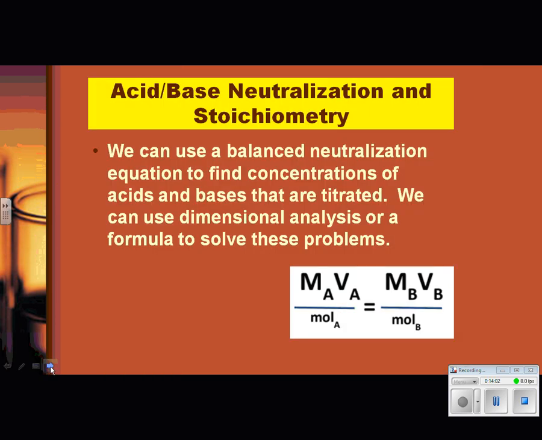All right. So acid-base neutralization and stoichiometry goes underneath your example of titrations. What it is, we can actually use a balanced neutralization equation to find concentrations of acids or bases that are titrated. We can use dimensional analysis or stoichiometry or a formula to solve these problems. This isn't really the formula I like to use because this is talking a little bit more about normality. So I'd really like to show you using a mole to mole ratio. That's why I have stoichiometry on here instead.